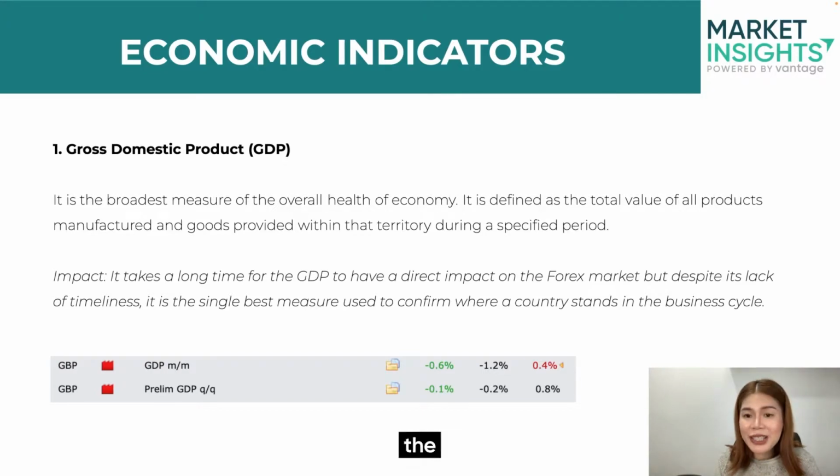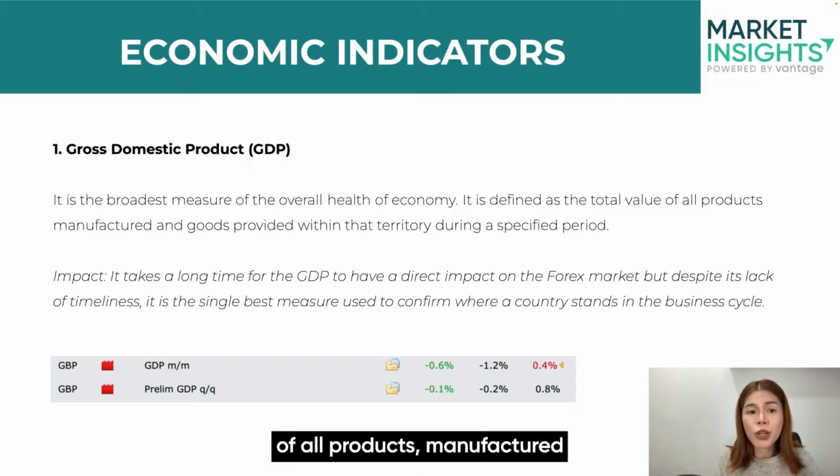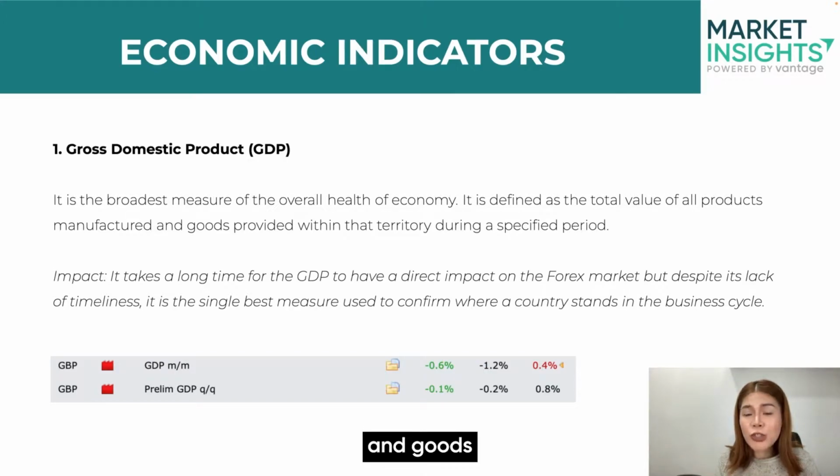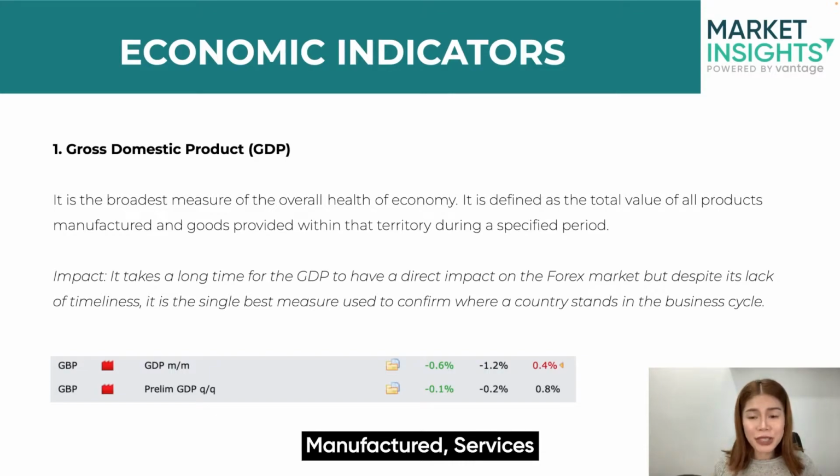It is defined as the total value of all products manufactured and goods provided within the territory during a specified period of time. Don't be confused with gross national product. Okay, how do we differentiate the two? GDP is the totality of everything: products manufactured, services provided within the territory.